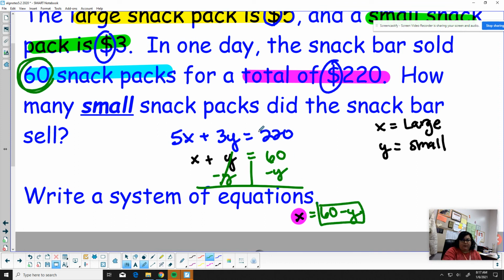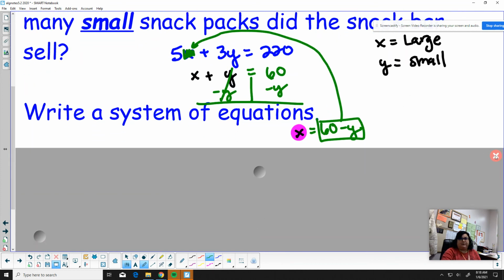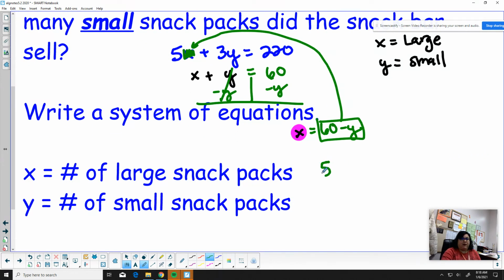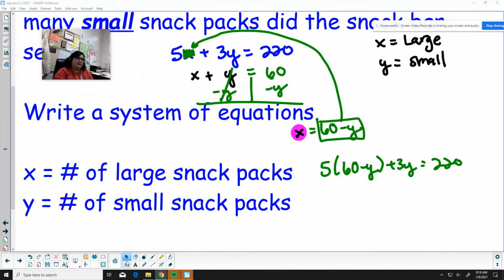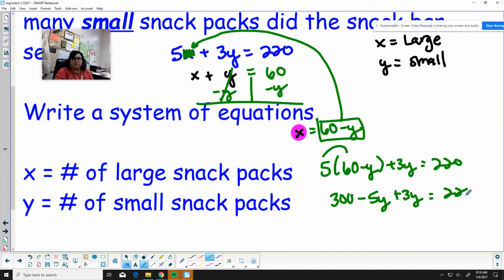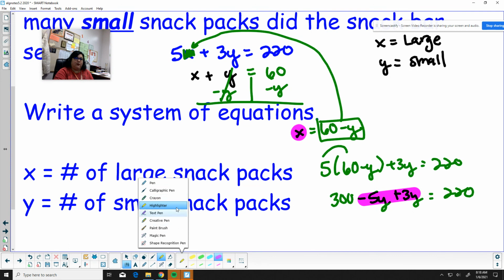So in the other equation, which is the 5x plus 3y, we're going to take our 60 minus y and put it in for x right there. So we're going to cross out this x and put it in. All right, so that's 5 times (60 minus y) plus 3y equals 220. Let's move my picture up. Okay, so that would be 300 minus 5y plus 3y equals 220. And if I combine these two, that would be negative 2y.